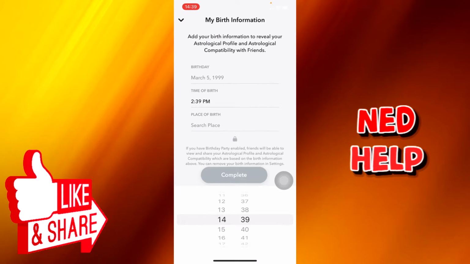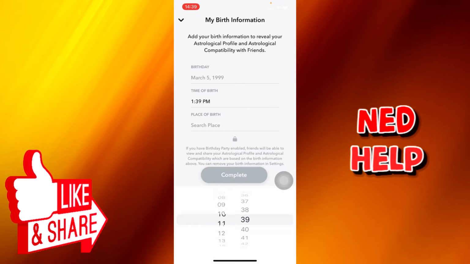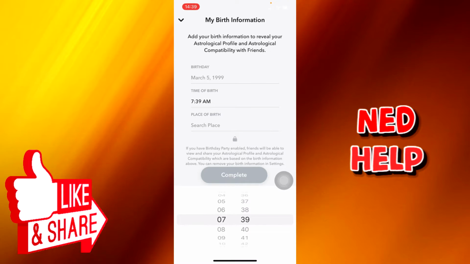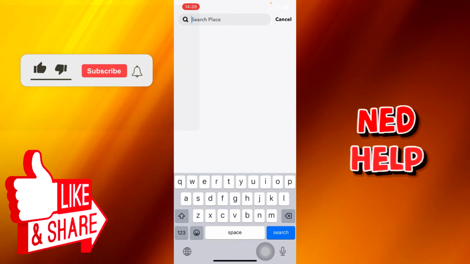And then to edit it, you need to have your information. So here's my birthday, and then what time were you born. So here, let's say I was born on March 5, 1999 at 7:39 a.m. Okay, and then place, so here basically in Philippines.